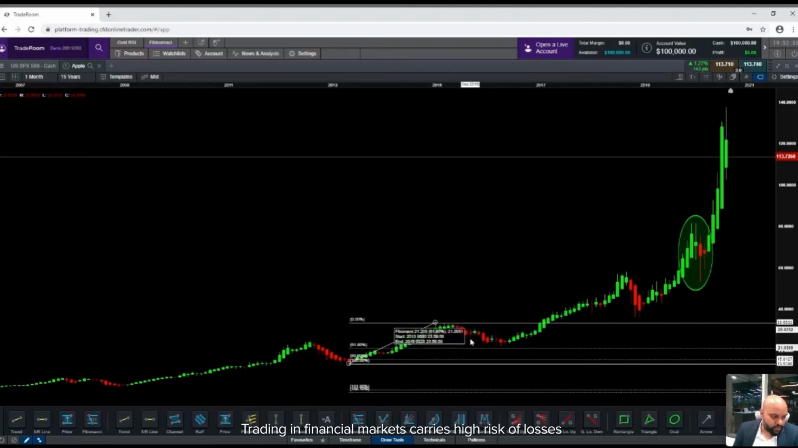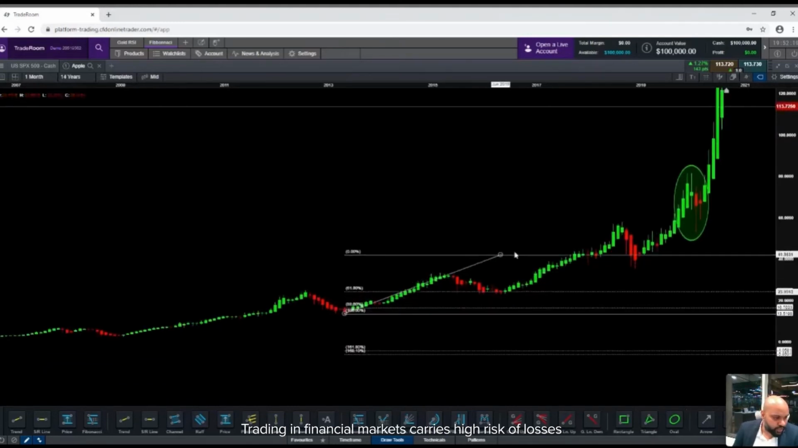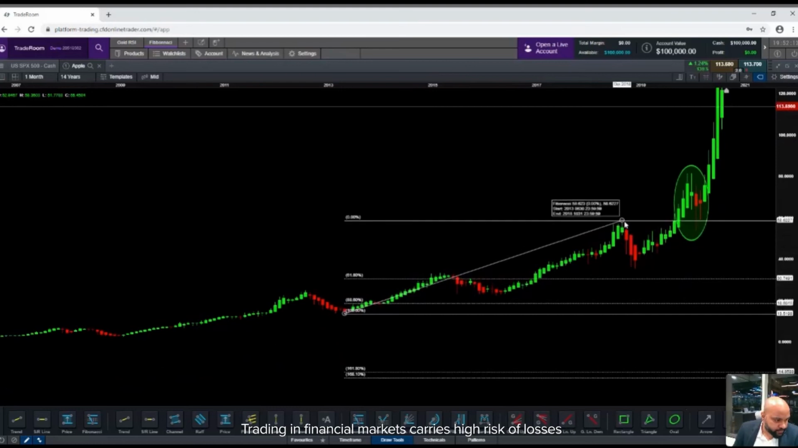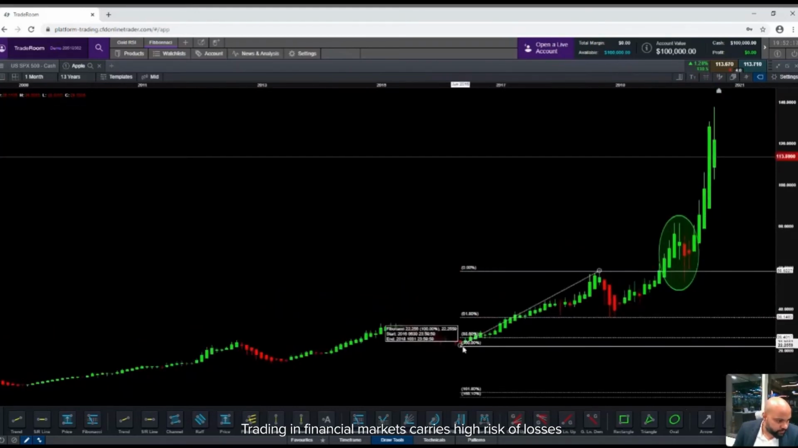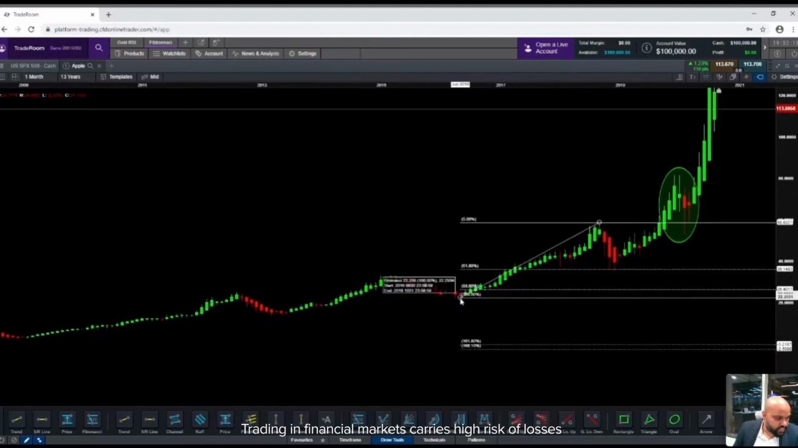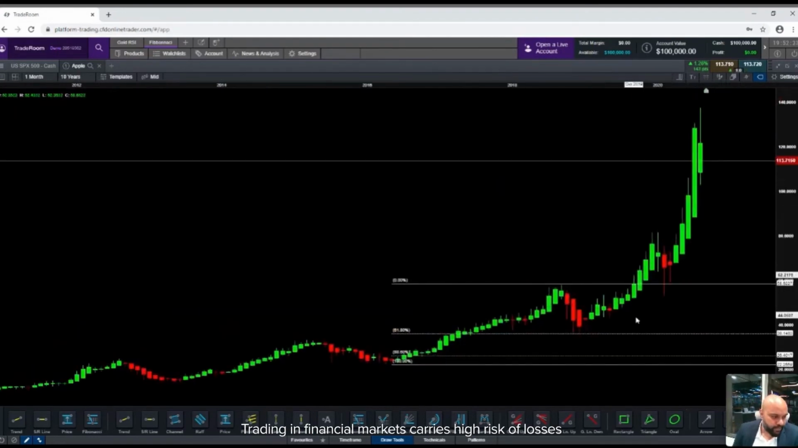Now, let's look at the next rally that happened. This was the next rally that happened. Now, in this case, the market had taken a turn. It came down, it touched 61.8. So now it gave you a good indication of a buy price, or a good entry opportunity for Apple.